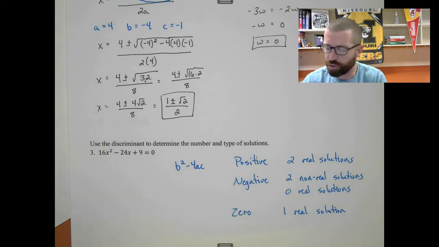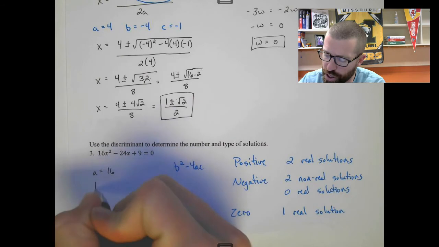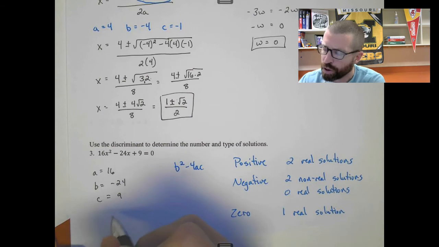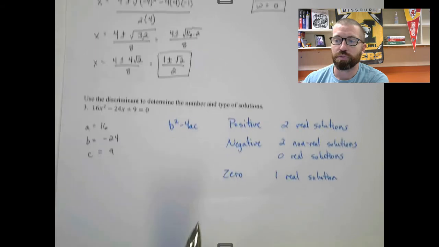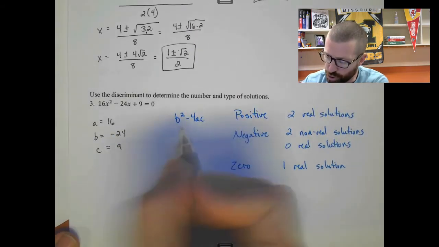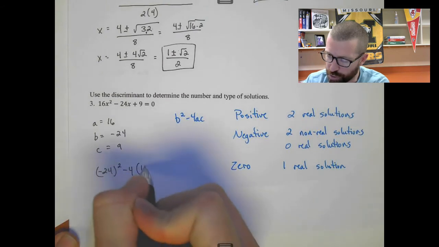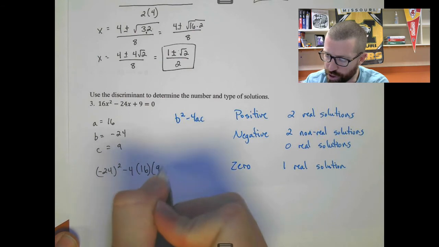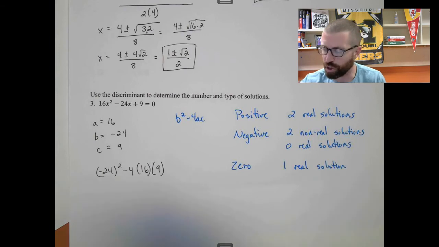Okay, so what does it mean for this problem? Well, here a is equal to 16, b is equal to negative 24, and c is equal to 9. So you could solve this using the quadratic formula and figure out the number of solutions, or let's just plug it into b squared minus 4 times a times c and see what we get. So we'll go to our calculator to do that. And once again, type it all in at once. And sure enough, we get 0.